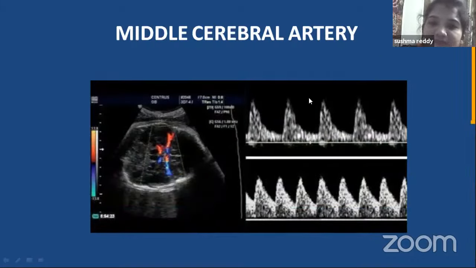Middle cerebral artery. In middle cerebral artery Dopplers, there is always high resistance flow throughout the gestation. If there is hypoxia, that means if the placenta is damaged and the umbilical artery has reduced end diastolic flow, there are compensatory changes in the middle cerebral artery that cause redistribution of blood into the important organs. The fetus tries to increase blood supply to the important organs like the brain, heart, and adrenals. So in these three organs, diastolic flow increases because there is hypoxia.